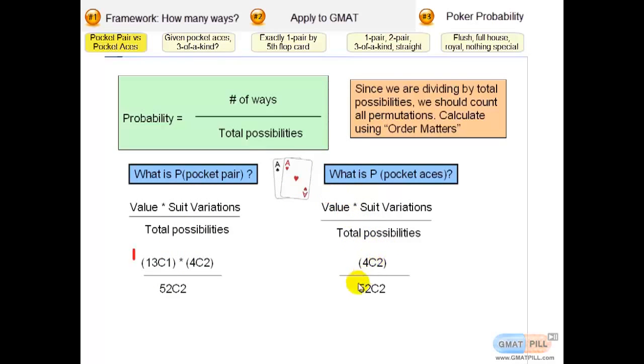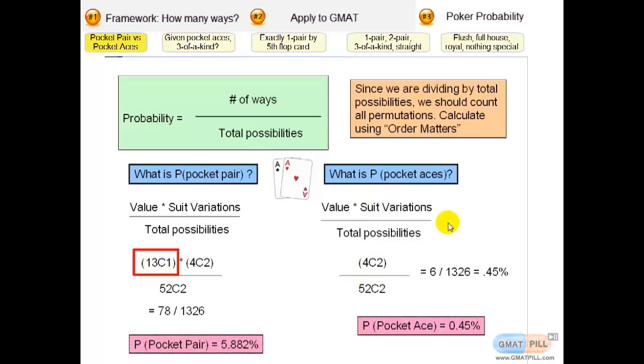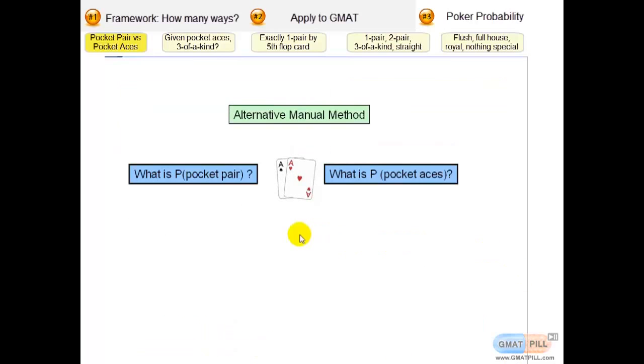So the only difference is that 13 choose 1 here, and if you do the calculations, 4 choose 2 turns out to be 6, and you're choosing out of 1326 possibilities, and that's 0.45% for pocket ace. Pocket pair would be 13 times this amount, which turns out to be 78 over 1326, and that's 5.88%. Now here's an alternative method, right?